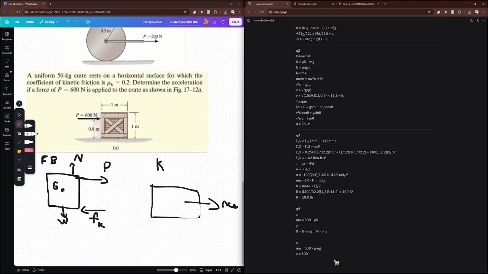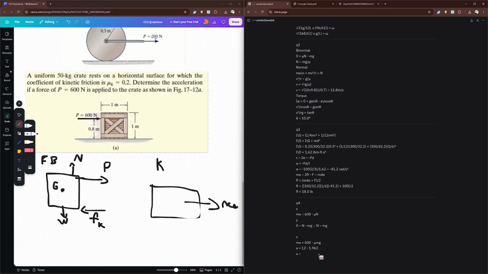And now we can solve for A just by dividing everything by M. So A is equal to 600 over M. With a mass of 50, 600 over 50 is 12. Minus mu, which is 0.2, times G, 9.81. So minus 1.962. A is equal to 12 minus this. We get our acceleration is equal to 10.0 meters per second squared. And that's it, right? That's how we get our acceleration.